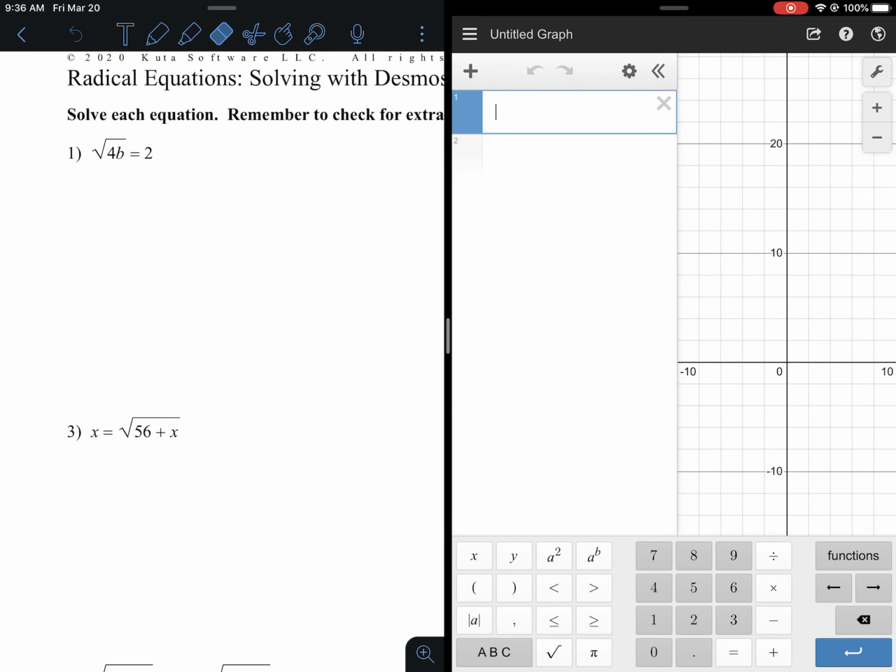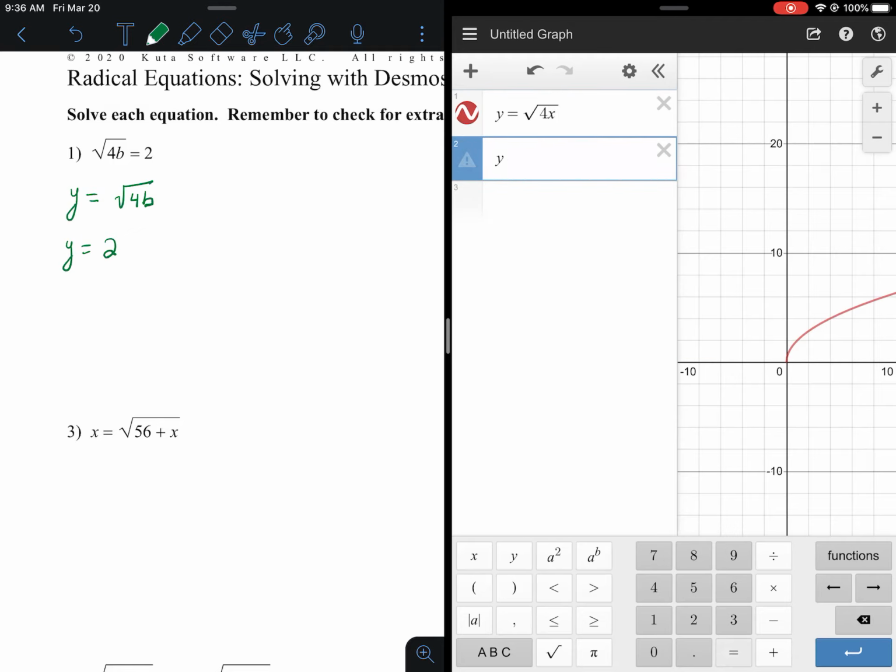Now, here in the first problem, I'm given the square root of 4b is equal to 2. Using Desmos, we'd have to solve by graphing. So what you're trying to remember is that you have two functions. I have the function y equals the square root of b, and I have the function y equals 2. To solve by graphing, I'm looking for the intersection of the two curves.